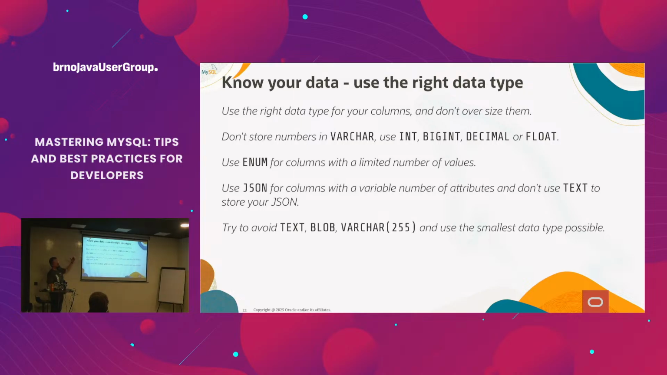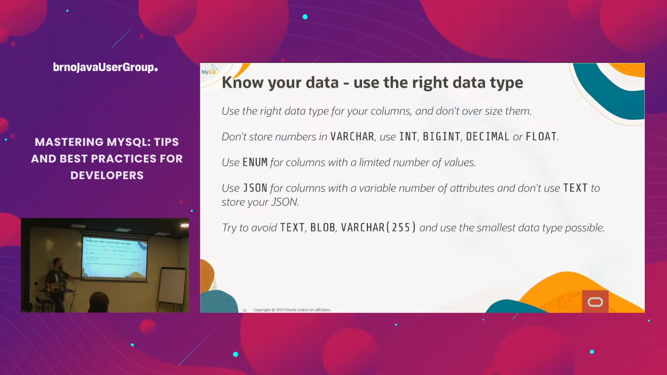So please always store using the right data type, and as small as possible. For example, if you have limited values, use an enum. You will gain space. And if you have columns where you don't really know what to put in them, or a lot of variables you want to put in, don't use text or blob, use the JSON data type. Because the JSON data type in MySQL is optimized for queries, for replication, for plenty of stuff. So it's much better.